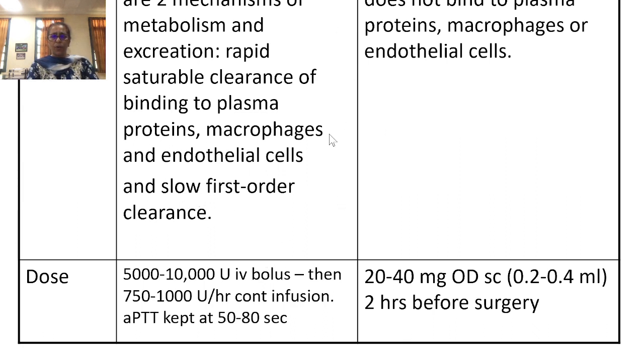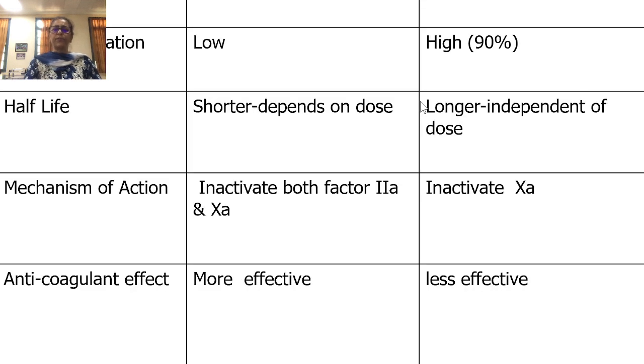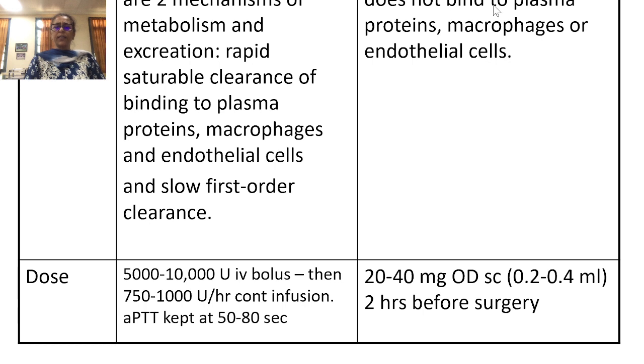Initially there is zero order followed by a slow first order clearance by the renals, whereas low molecular weight heparin has a more predictable dose response because it does not bind to the plasma proteins, macrophages and endothelial cells. So that is why the dose response is different in both cases, and low molecular weight heparin produces a longer effect as compared to high molecular weight heparin, because it is not taken up by the plasma proteins, macrophages and endothelial cells.